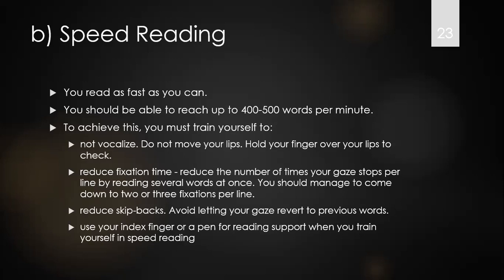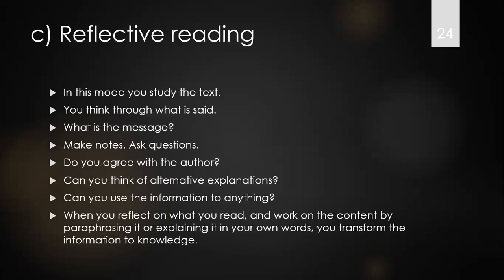Reduce the number of times your gaze stops per line by reading several words at once. You should manage to come down to two or three fixations per line. Reduce skip backs. Avoid letting your gaze revert to previous words, and use your index finger or a pen for reading support when you train yourself in speed reading.